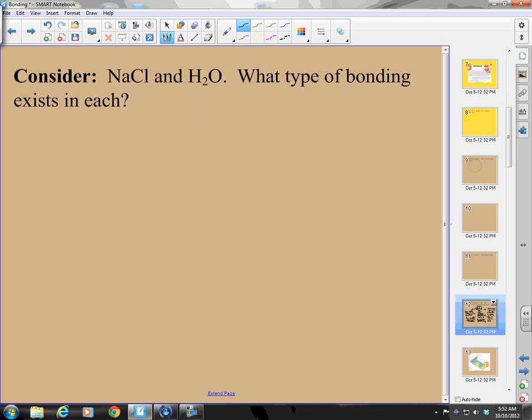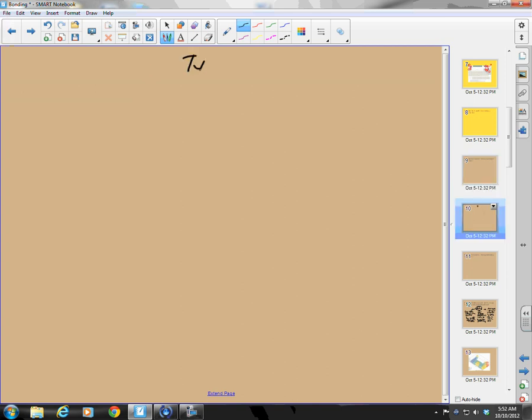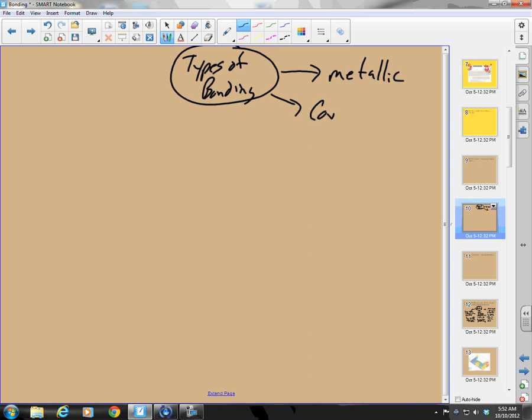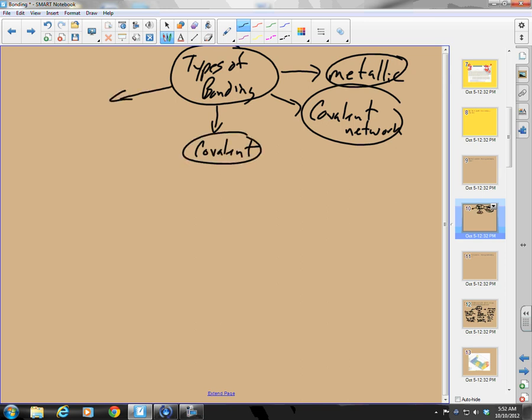So let us move on. Consider NaCl and H2O. What type of bonding exists in each? Okay, more notes. We want to talk about types of bonding. There's some type over here called metallic, and we'll get into that later in the chapter. And there's some over here called covalent network, which is a special case, and we'll talk about that later in the chapter. But the two we're going to focus on right now are covalent and ionic.